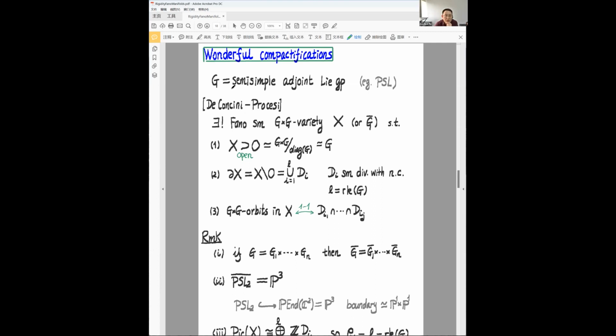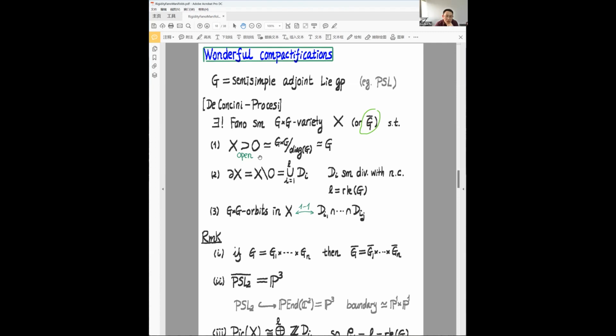What's the wonderful compactification? This is the Fano variety which compactifies G, any given semi-simple adjoint Lie group, in a nice way. In fact, this has been constructed by De Concini and Procesi. They show that there exists a unique Fano smooth G × G variety X, just the G bar, which satisfies the following very interesting properties.